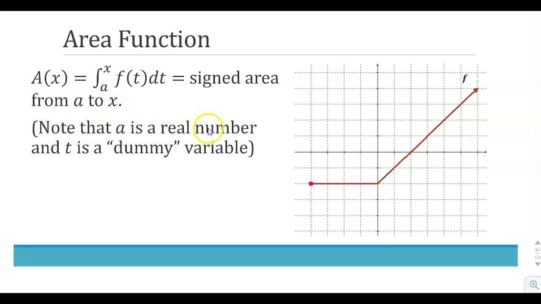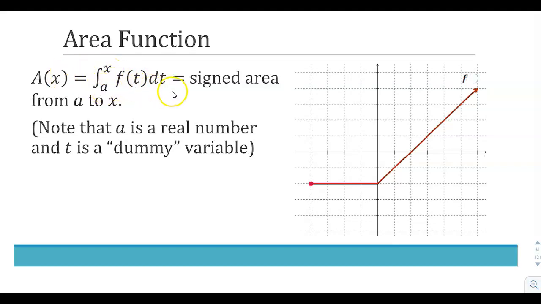So I want us to note that a is a real number and t is what we call a dummy variable. So we don't want to keep the same value here, x, as is the input variable for our area function a of x, because this input value for x is going to become the upper limit of integration here. So we're going to be finding the area from a to different values of x under the function f. So we just really want to think about it as f and assign a different variable here to help us understand that this is not the exact same variable that we're substituting into our area function.